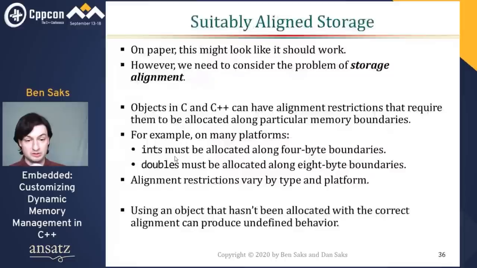Now, on paper, that implementation looks like it should work, but it's actually more complicated than that because we need to consider the problem of storage alignment. Types in C and C++ have alignment restrictions that require them to be allocated on certain memory boundaries. On a lot of platforms, ints have to be allocated on 4-byte boundaries, doubles have to be allocated on 8-byte boundaries. These alignment restrictions depend on your specific platform, so these aren't guaranteed. It might require 8-byte alignment, it might require only 2-byte alignment, depending on the platform. But your platform very likely has some restrictions on these, and if you create an object allocated without the proper alignment, the result is generally undefined behavior.